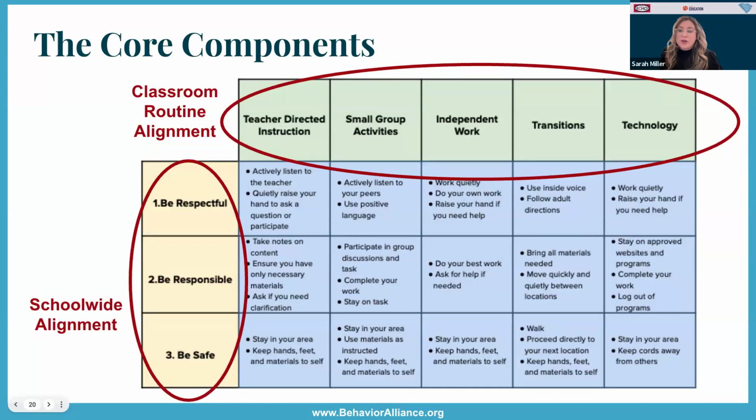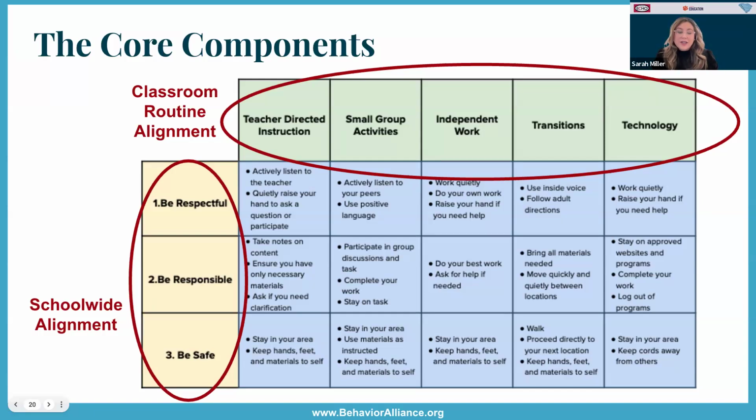And another quick refresher here for the core components of the matrix. So I know we're talking about the teaching plan mostly today, but I did want to highlight a couple of things of the core components for the classroom matrix. We want school-wide alignment, so the norms should be easily aligned with the school-wide norms. And then the green part, the classroom routine alignment, that will be specific to your classroom. So in this example, we have teacher-directed instruction, small group, independent work, transitions, things like that. And that should vary from classroom to classroom. And then the behavior skills, just like your school-wide matrix, are going to be positively stated and in student-friendly language.